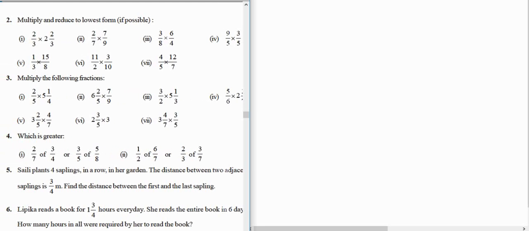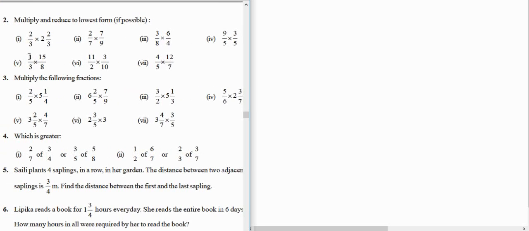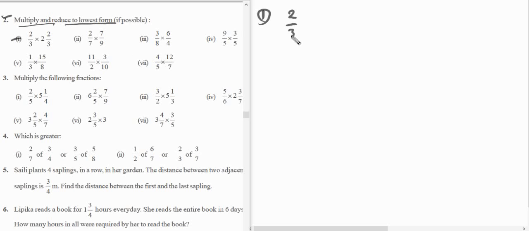Right. So this is your second question. It's the first part: multiply and reduce to the lowest form. Lowest form means if there is any cancellation, then you have to cancel that number and reduce it to the lowest form. So the first one is 2/3 into 2 2/3, right?